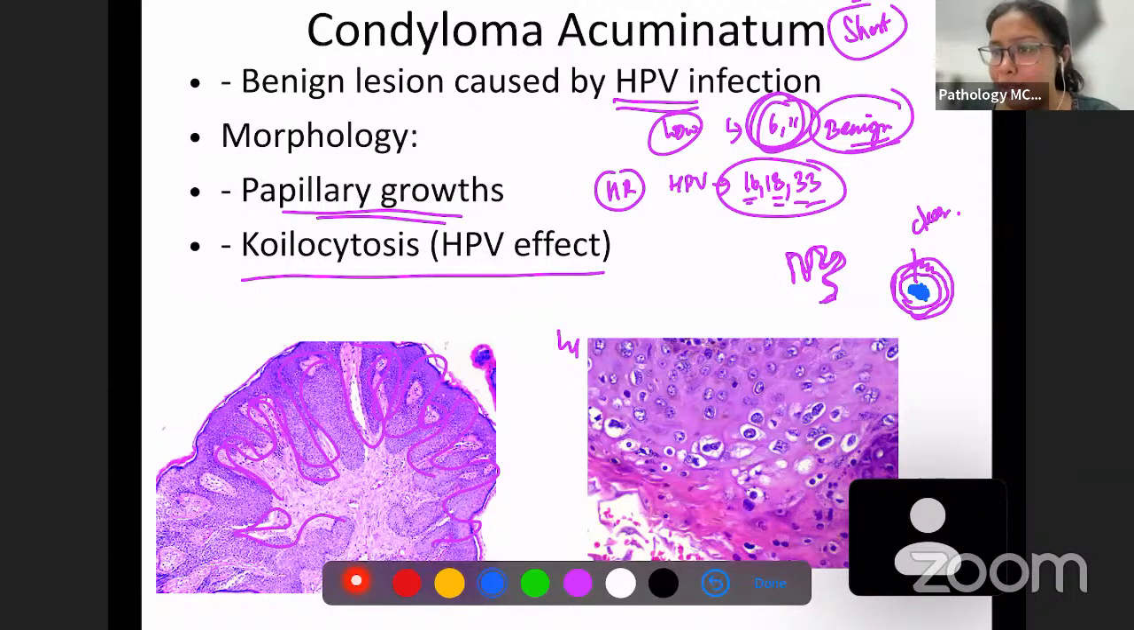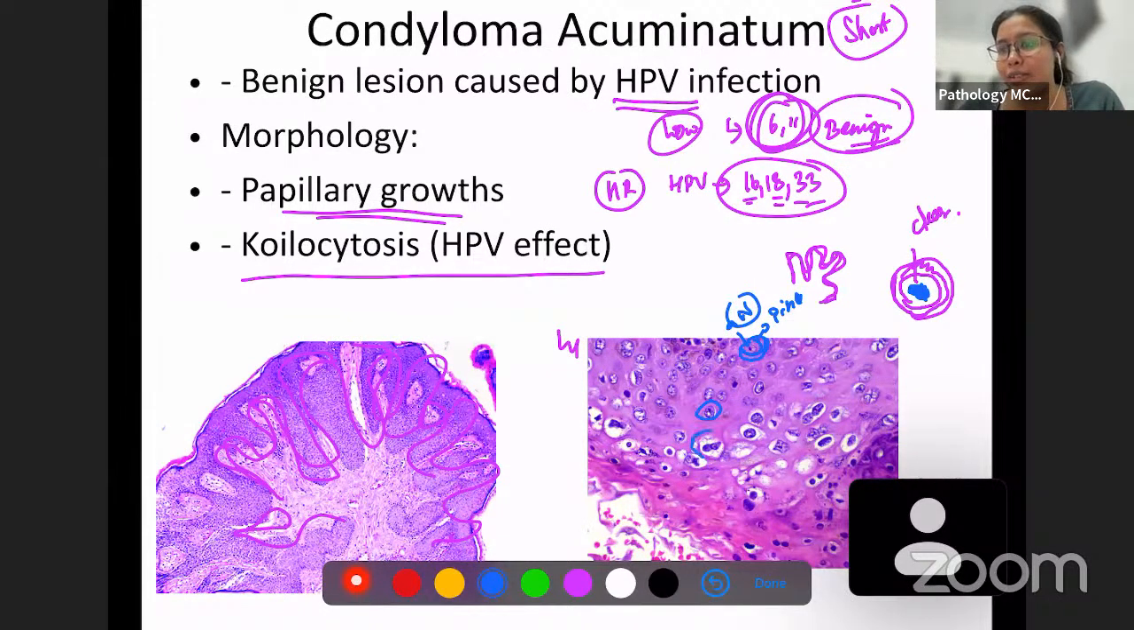Here you can see that this is a normal cell. There is a nucleus, there is a cytoplasm. Nucleus is almost purplish in color, cytoplasm is pink in color. There is no clearing around the nucleus. So this is a normal cell.